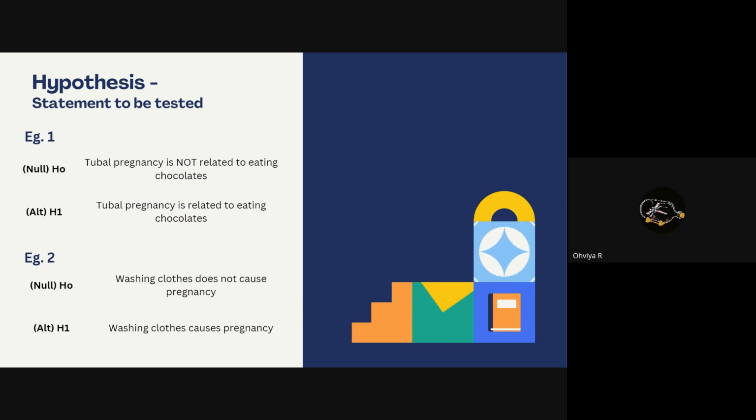So my question was just that in example two, because we basically just want to disprove that washing clothes causes pregnancy, can that be the null statement? Yeah, I mean, it can, but again, it would make the further analysis difficult, is what I would say. The better or simpler way is to go for the null and alternate hypothesis in the convenient way.